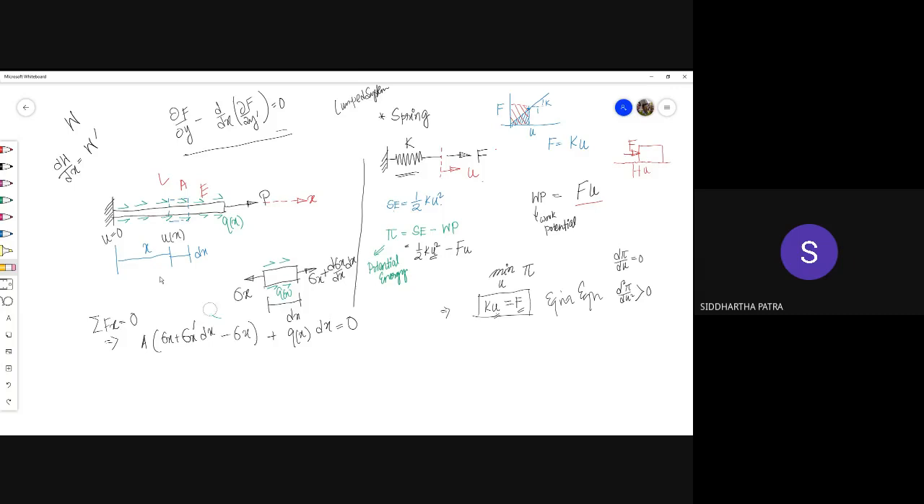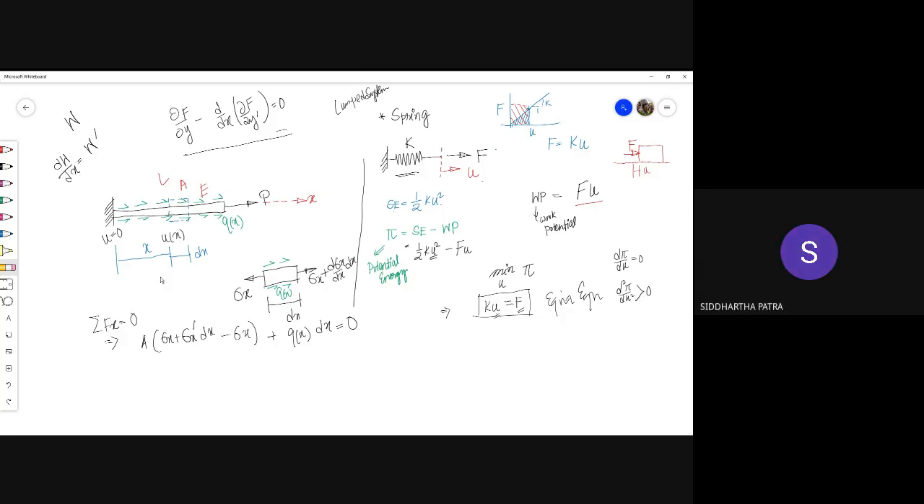Do you find anything wrong in this one? No, sir. Okay, what about the point load? Should we not consider that? Do you think the point load should be considered in addition to whatever has been considered so far? No, sir. It is a differential element, so P will not be considered, I think.